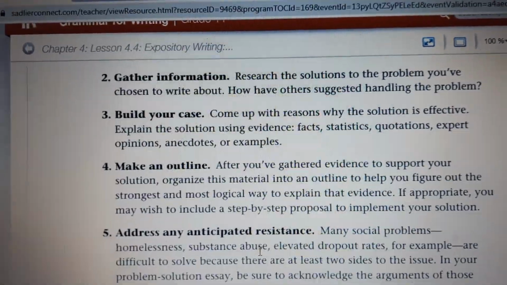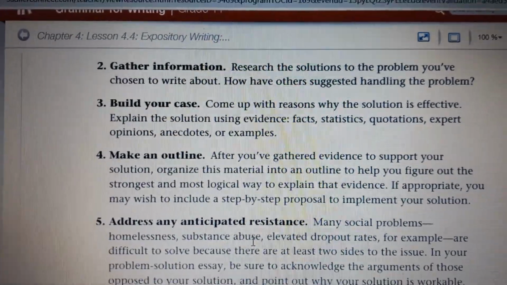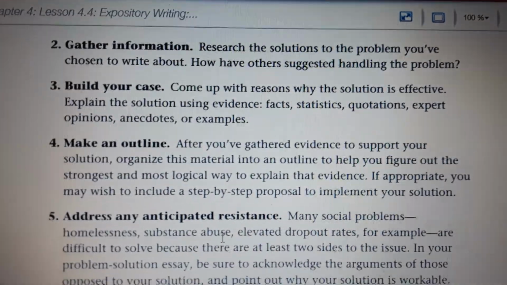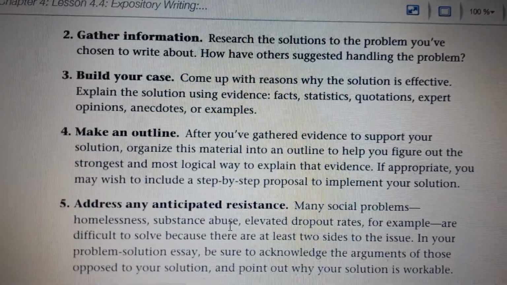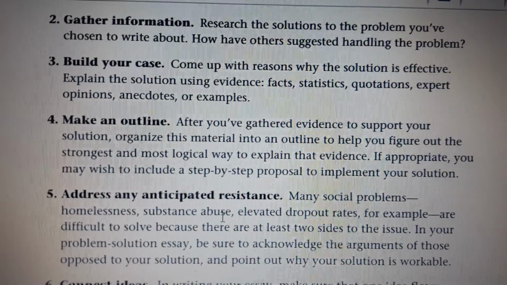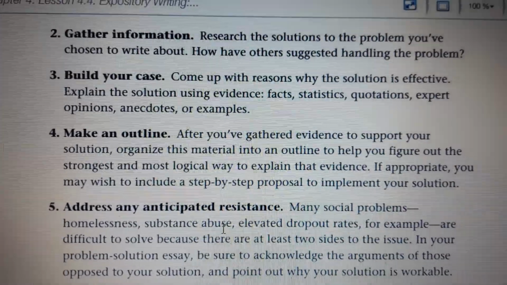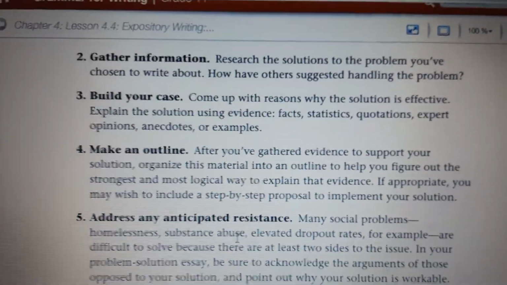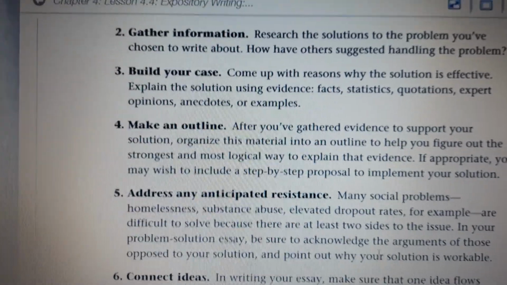Make an outline. After you have gathered evidence to support your solution, organize this material into an outline to help you figure out the strongest and the most logical way to explain the evidence. This is a very important point. I would recommend you follow it.